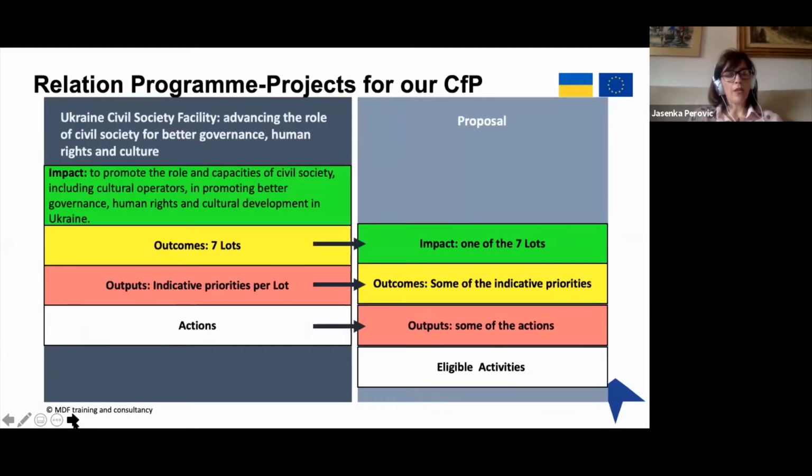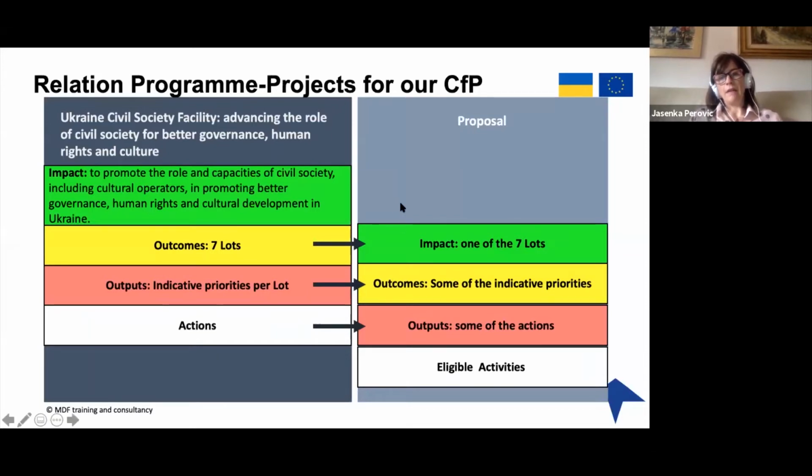How would it look? The overall objective of this call for proposal is to promote the role and capacities of civil society, including cultural operators, in promoting better governance, human rights, and cultural development in Ukraine. Then as the outcomes or specific objectives, you have 7 lots. Then as the outputs, you have the indicative priorities per lot, and then you have actions.